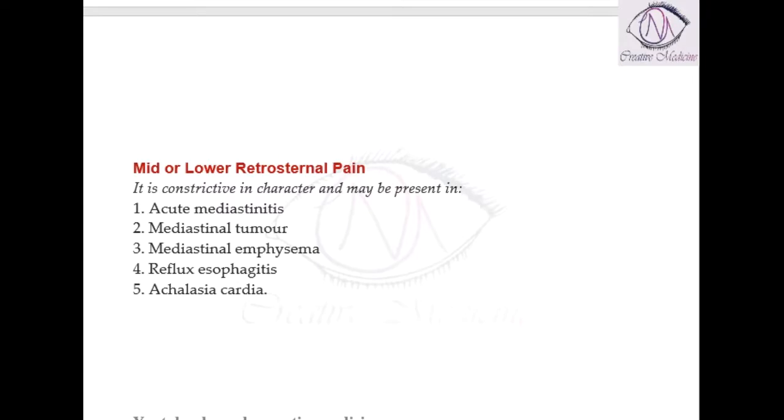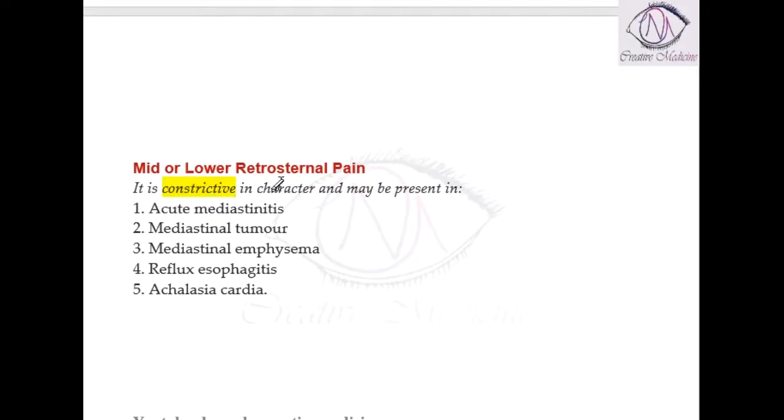So if there is any infection, inflammation, or tumor of the mediastinum, that will present as mid and lower retrosternal chest pain. This mid or lower retrosternal chest pain is constrictive in character, because anatomically the area behind the sternum is related to the mediastinum.